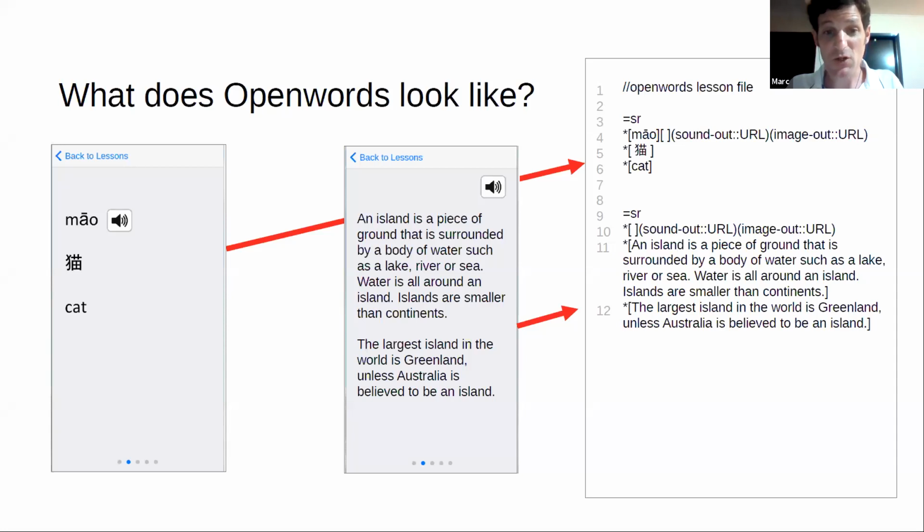Importantly, Openwords is open. So, unlike, say, Duolingo, the backend is transparent. There is the Openwords markup language. And that's useful because we end up learning things. We've had the opportunity in the past years to do a lot of interviews and a few classroom tests where we ask teachers what they want.